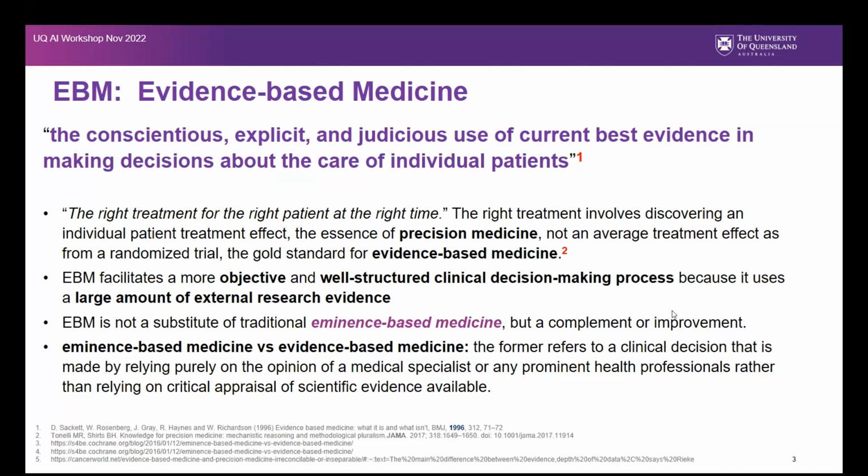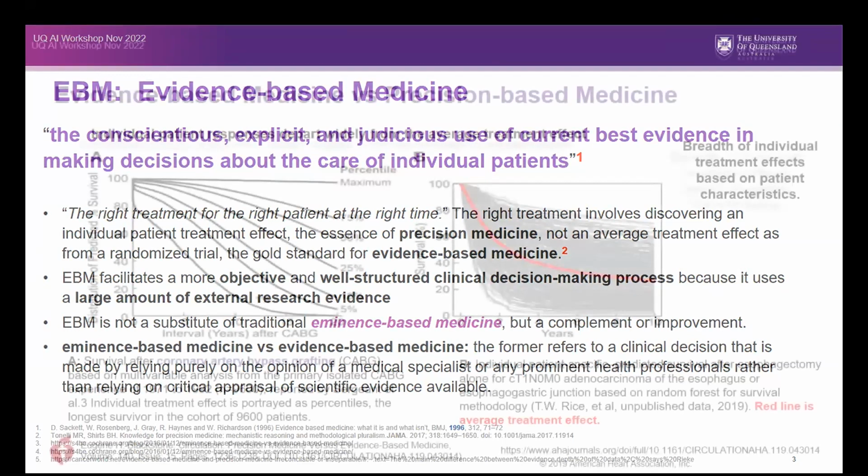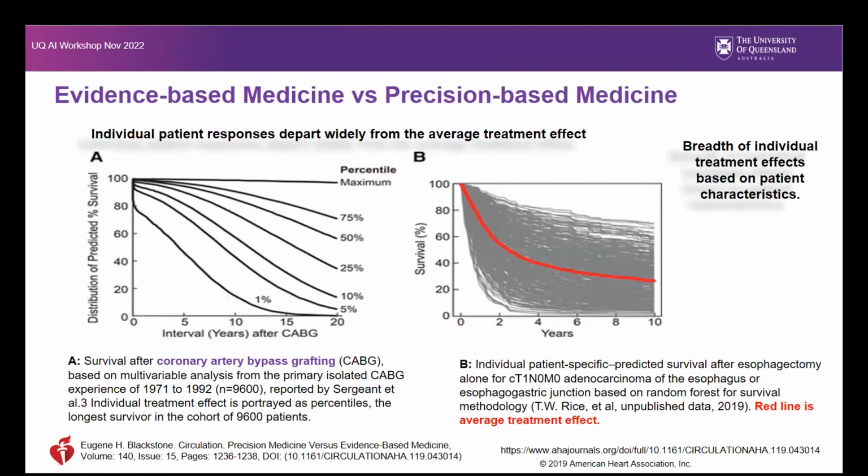Evidence-based medicine is probably more objective, and better for the effectiveness and efficiency of patient care. But people also talk about precision medicine. Precision medicine means personalized treatment, and also the patient's DNA information. A lot of individual information will be applied during the decision-making process.